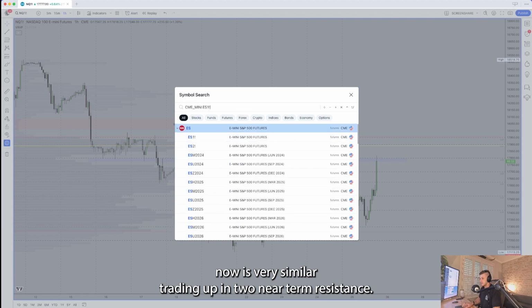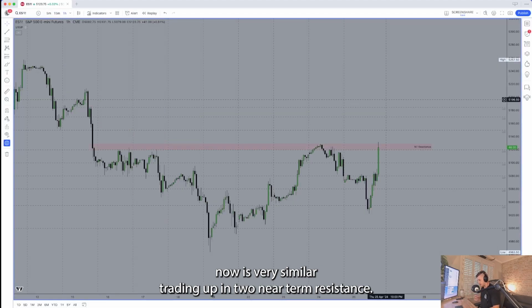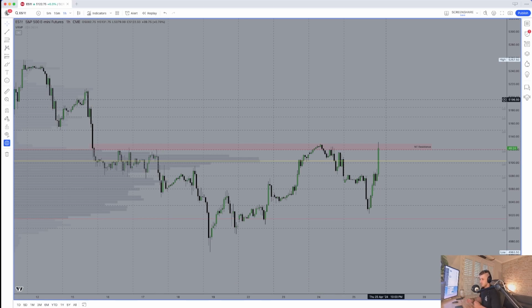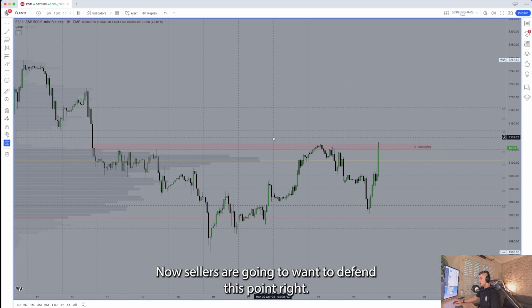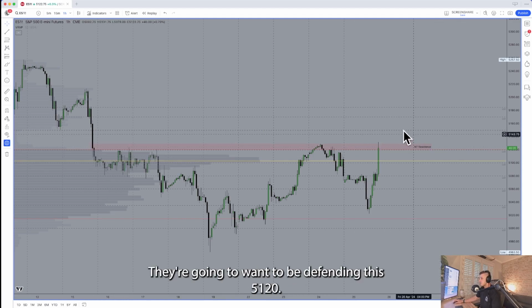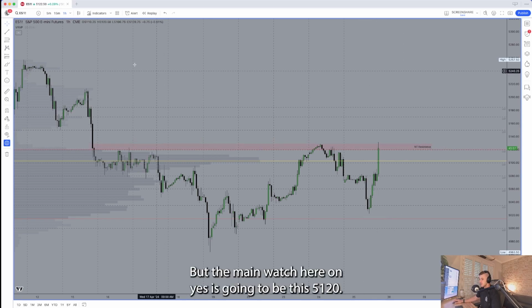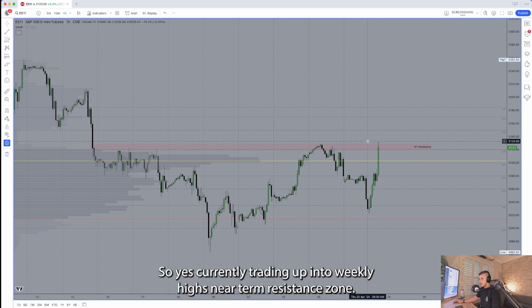Now, ES, very similar. Trading up into near-term resistance, right? 5120. The same pivot we've been watching for 2 weeks now. Sellers are going to want to defend this point. They're going to want to be defending this 5120. Doesn't look like they are showing up in strength just yet, but the main watch here on ES is going to be this 5120. Keep in mind, this is weekly highs. So ES currently trading up into weekly highs, near-term resistance zone.